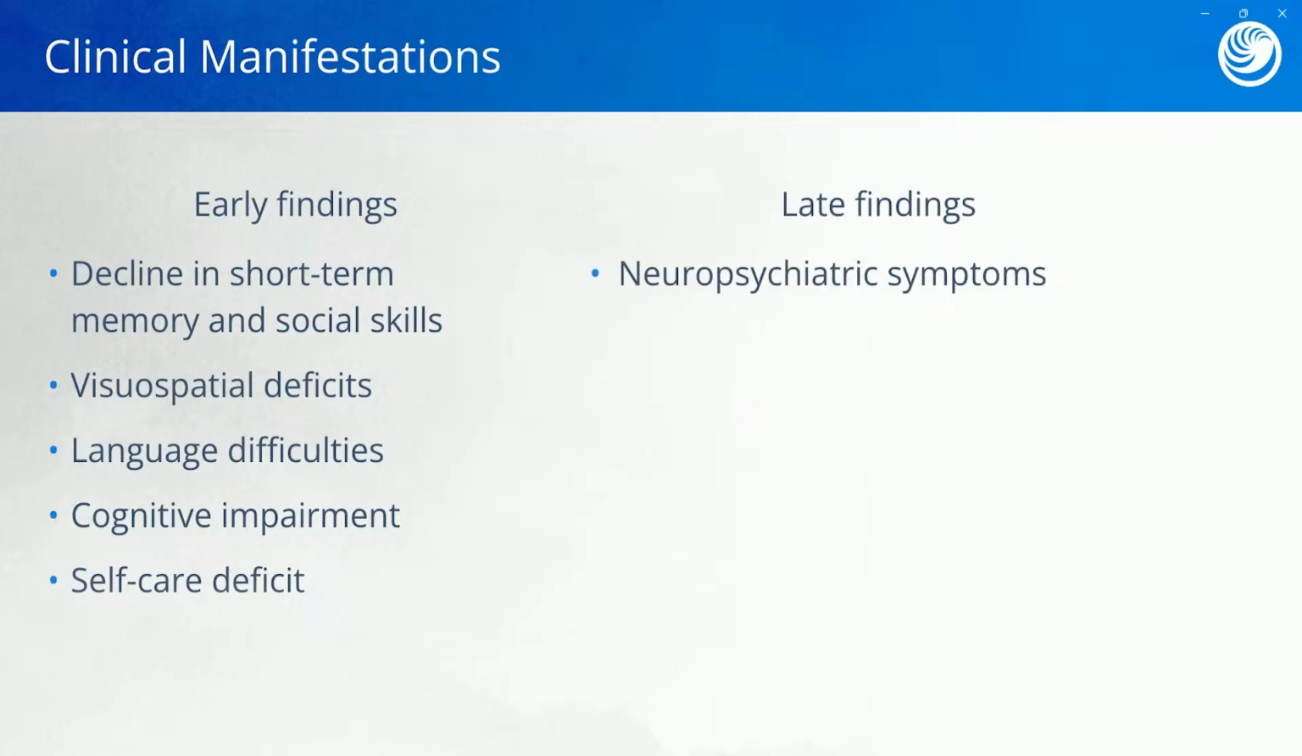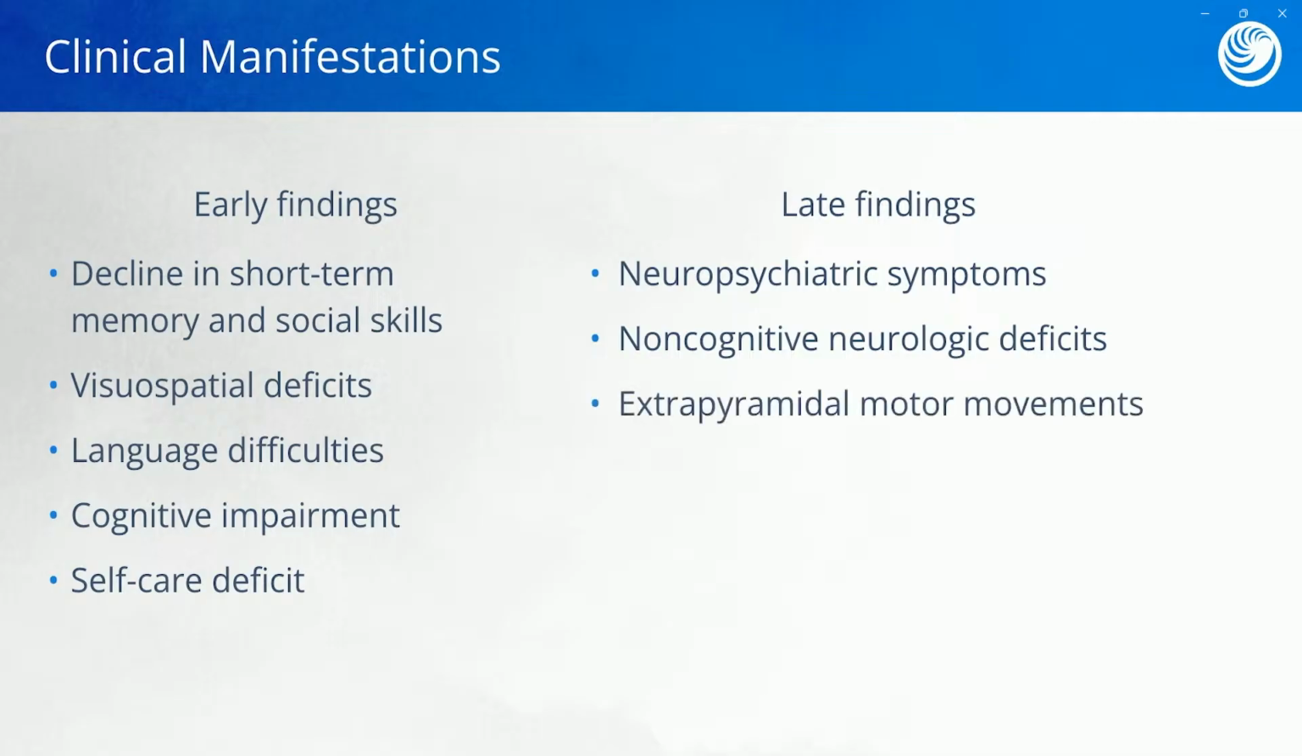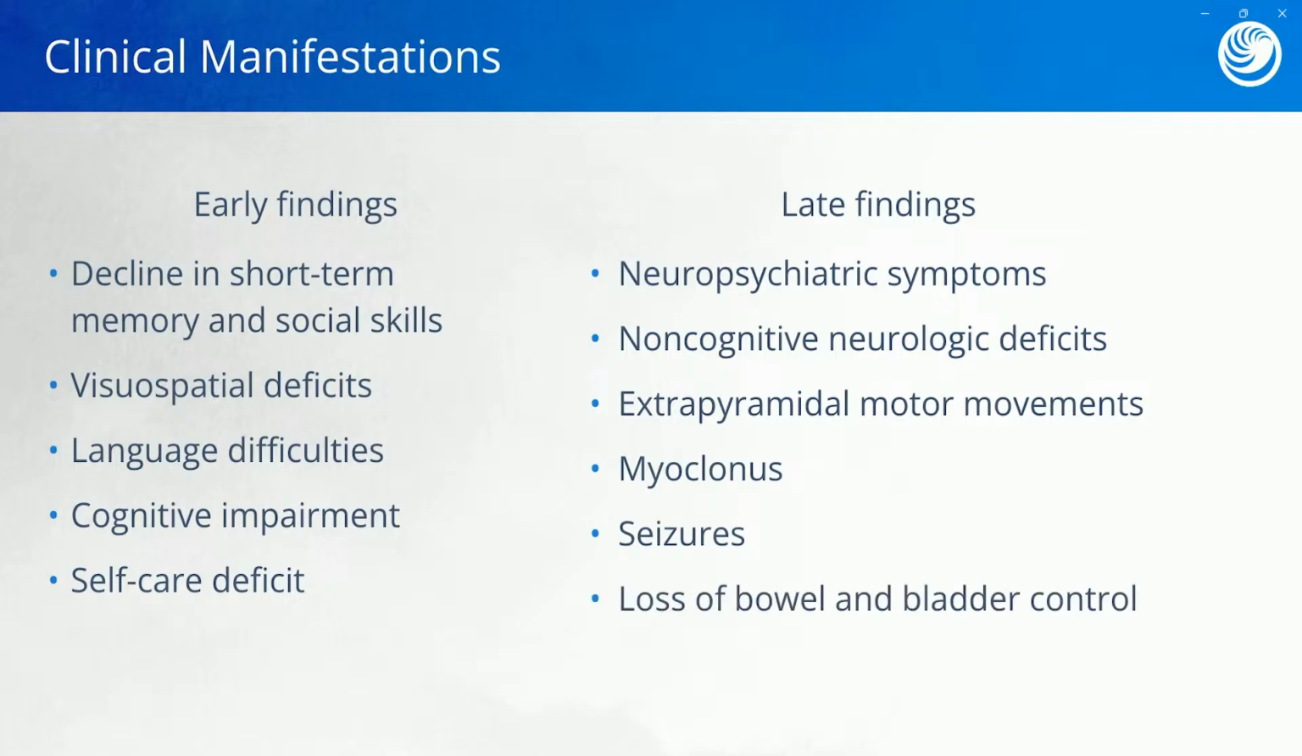Late findings include neuropsychiatric symptoms such as hallucinations or delusions. Non-cognitive neurological deficits may result. These are things like changes in emotion, the client may be more depressed or anxious, or they may be more irritable or angry. Because of this impaired communication of neurons within the brain, the client can develop extrapyramidal symptoms, myoclonus, which is muscle twitching, and are at risk for the development of seizures. Over time, the brain cells are shrinking and losing function, so we often see that the clients may lose bladder or bowel function on top of everything else that they're experiencing.